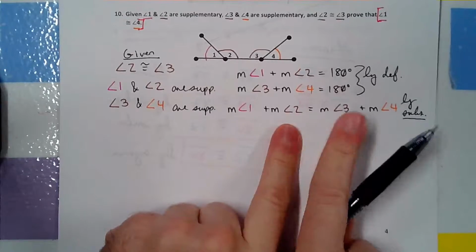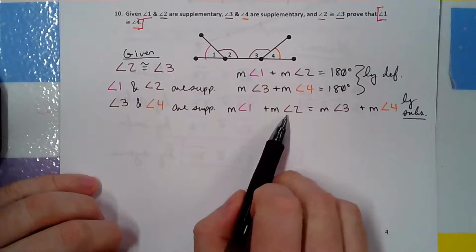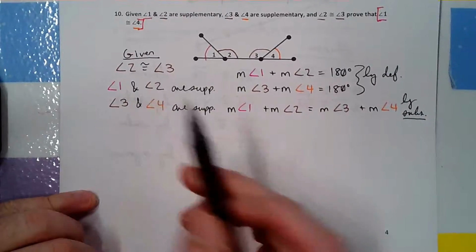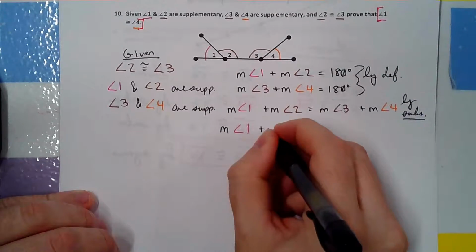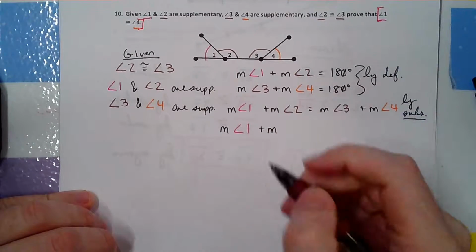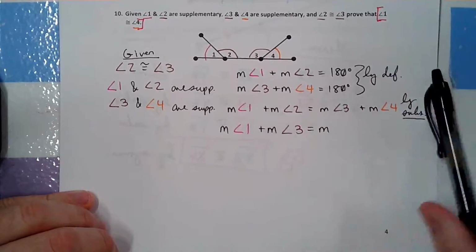Which one do you want to switch out, the 2 or the 3? The 2. Okay, so instead of writing angle 2, I'm going to write angle 3, right? That's all. So measure of angle 1 plus, not measure of angle 2, we're going to switch that out for measure of angle 3, and we're allowed to do that because they are congruent, equals the measure of angle 3.